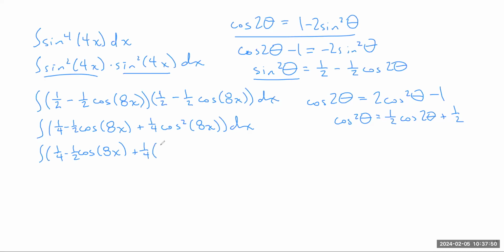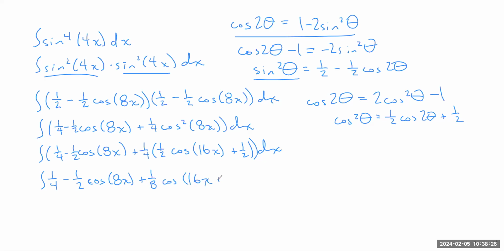That right there I'll replace with this 1/2 cosine of what? 16x. The angle doubles again. Plus 1/2, dx. So now how many terms am I going to have? So I'm carrying a lot of these things from the prior double angle move. Plus 1/8 cosine 16x plus 1/8 dx.